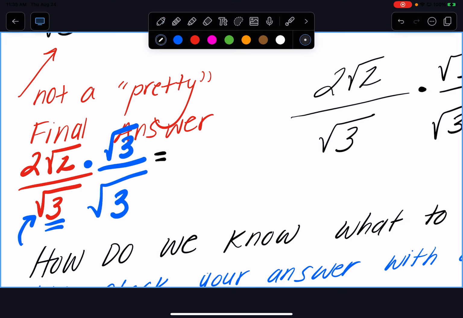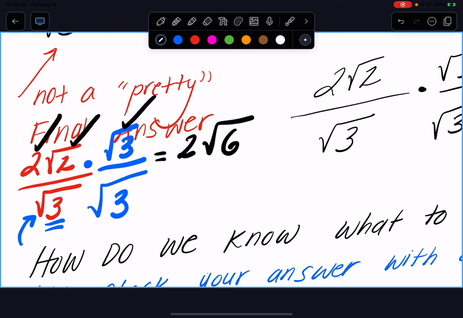So now look what we have on top. 2, and then square root of 2 times square root of 3 is square root of 6. Now on bottom, what do we have? Square root of 3 times square root of 3. It's the square root of 3 squared, isn't it? 3 times 3 is 3 squared, is it not? It's just 3. Okay, yeah, but let's just make sure everybody understands. Do you guys see?